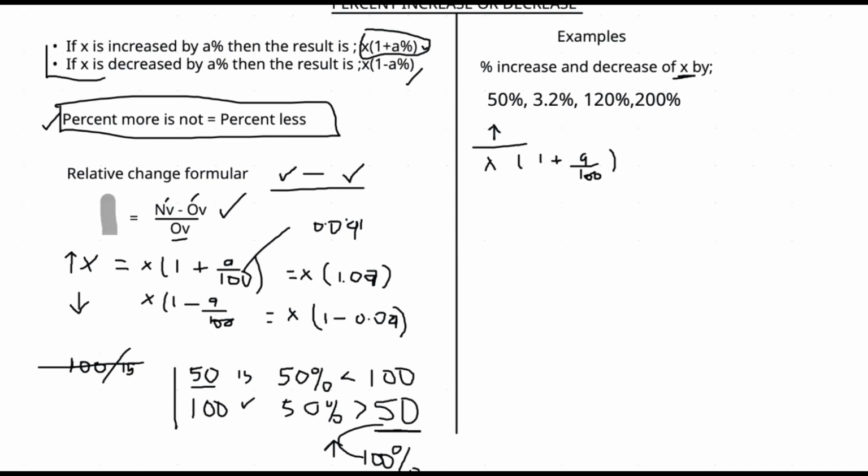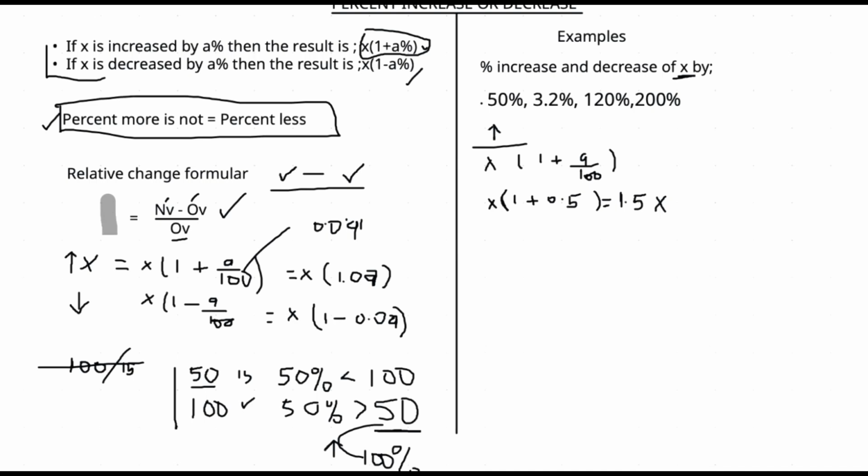So our first would be x multiplied by 1 plus 50 over 100, which would be what? 1 plus 0.5, right? So your answer would be 1.5x. Very simple.